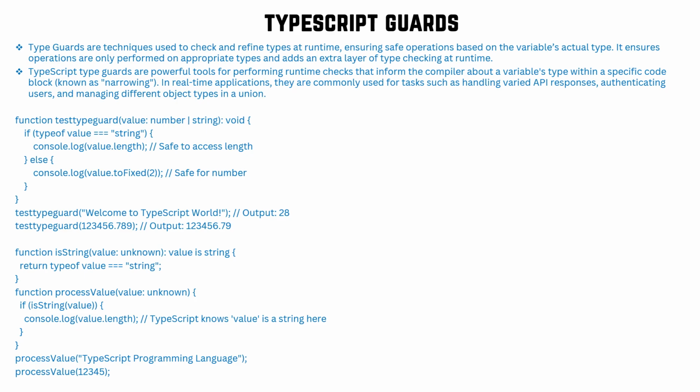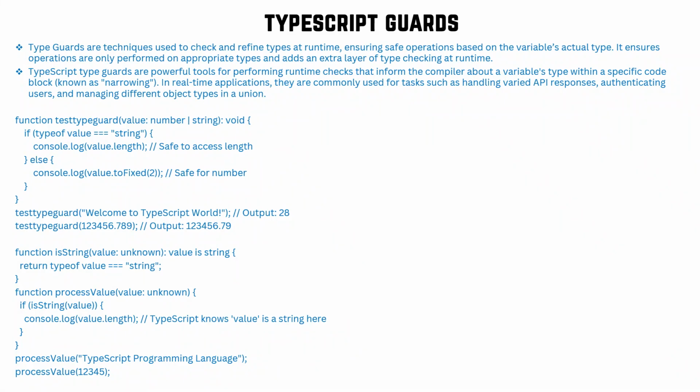So type guards are nothing but a technique primarily used to check and refine types at runtime, ensuring safe operation based on the variable's actual type. It ensures operations are only performed on appropriate types and adds an extra layer of type checking during runtime. Only when you are using the guard functionality can you check at runtime, apart from compile time. Otherwise, TypeScript does not mostly check at runtime, instead it checks mostly at compile time.